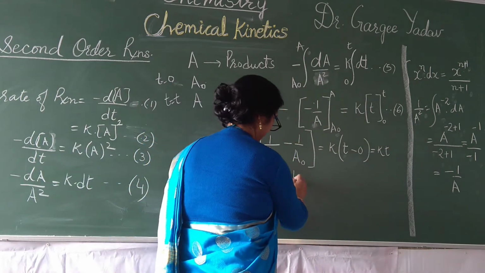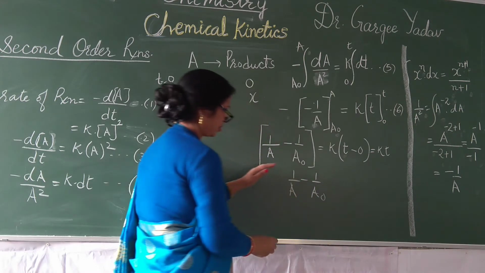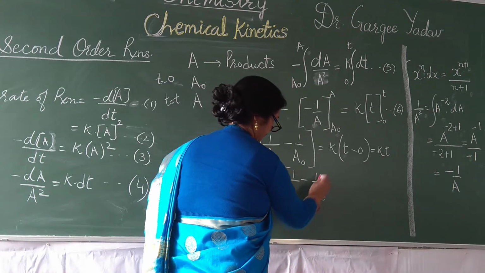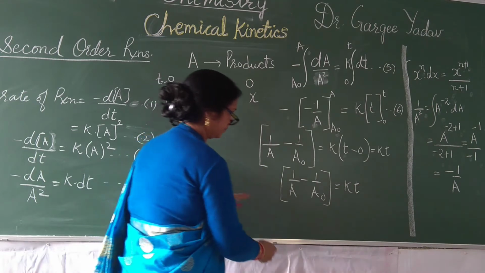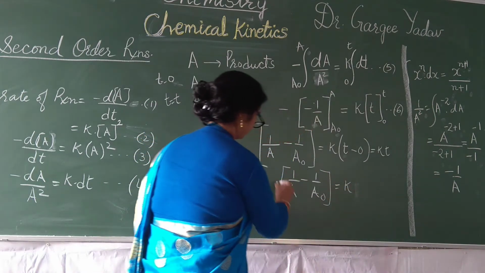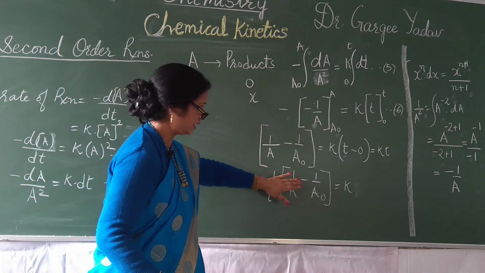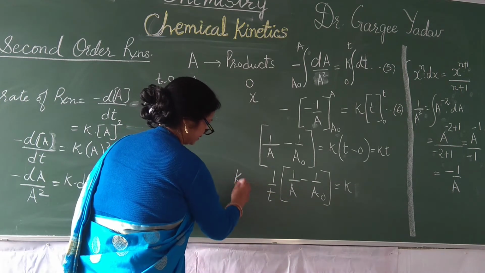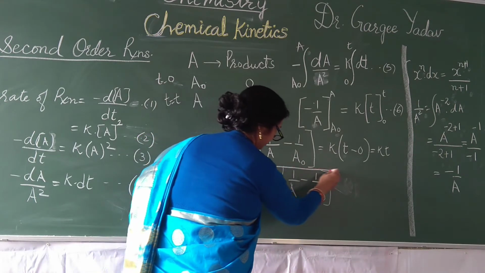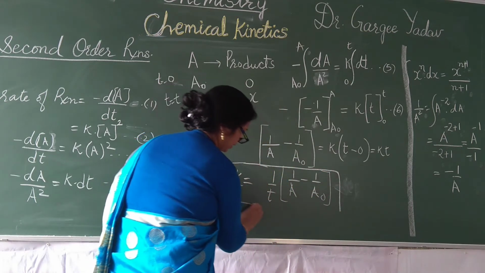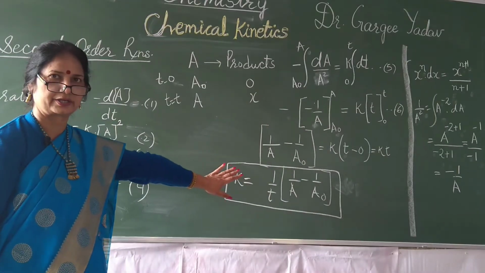So this is our final integrated form of the second law equation. 1 upon a minus 1 upon a naught is equal to a. And the integrated rate law can be given by k is equal to 1 by t. K will be equal to 1 by t, into 1 upon a minus 1 upon a naught. Let me write it like this. So this is our integrated rate equation for a second order reaction.